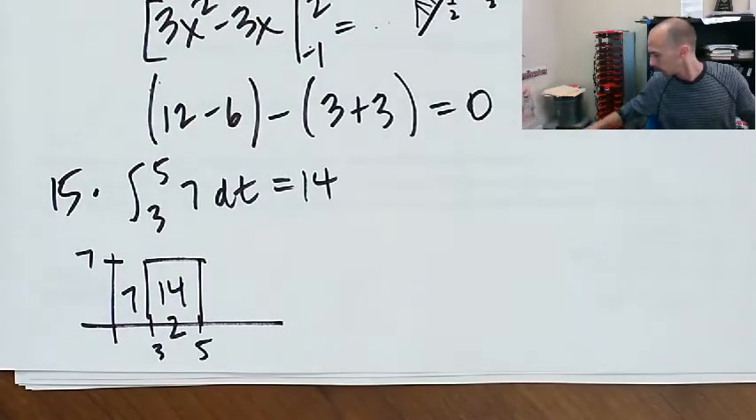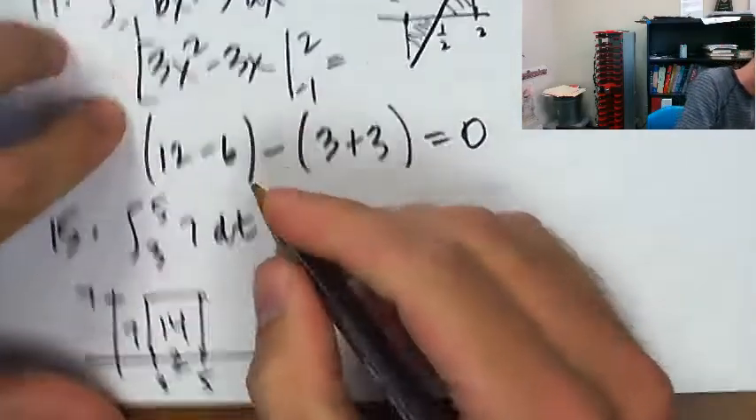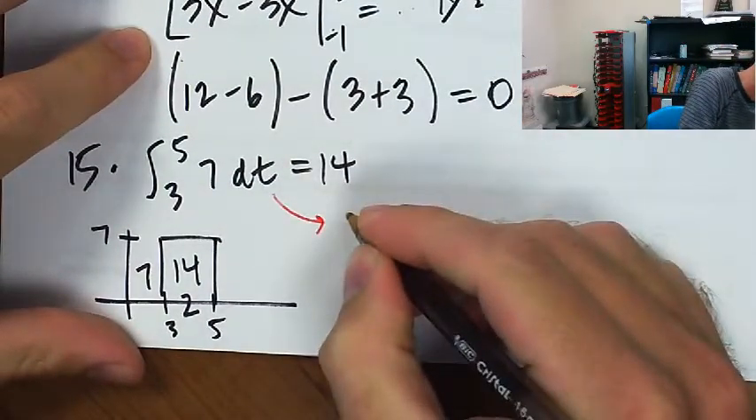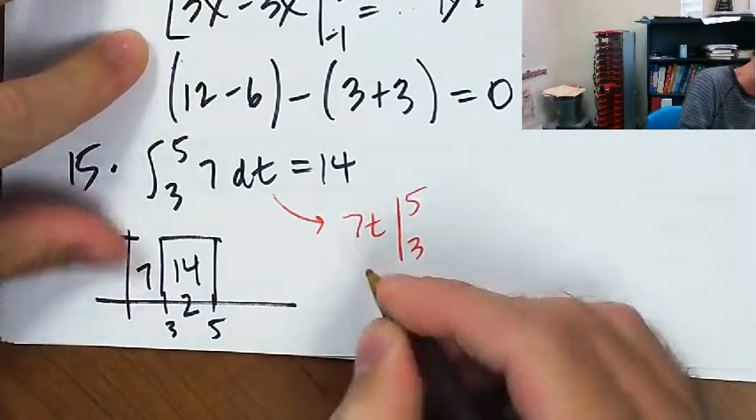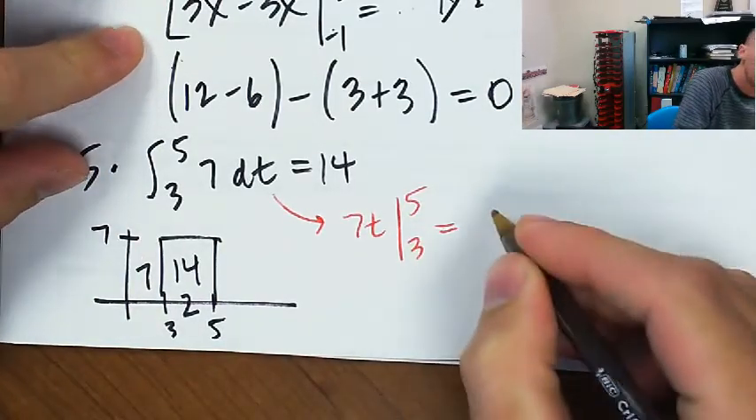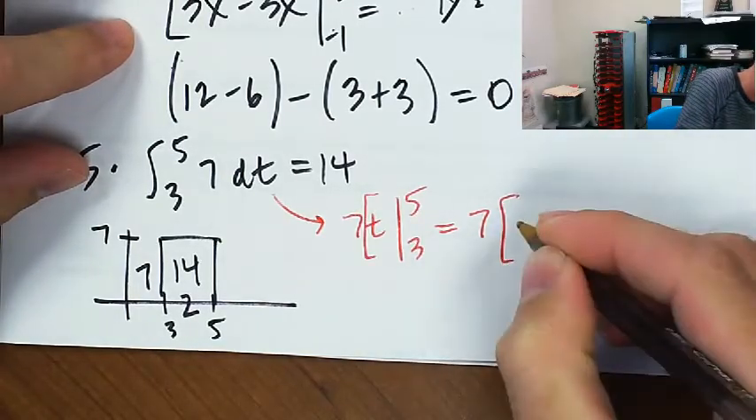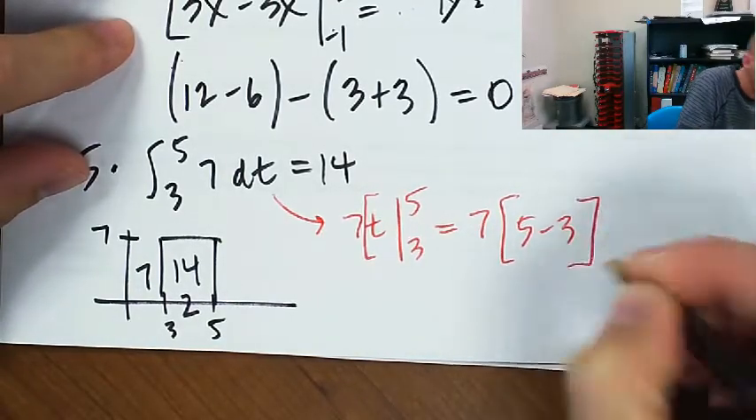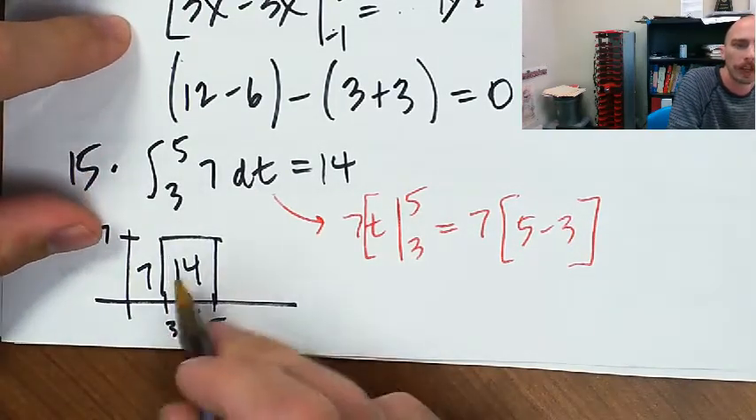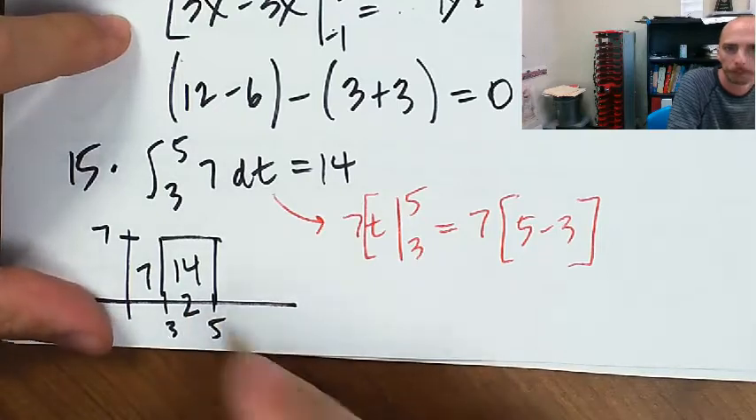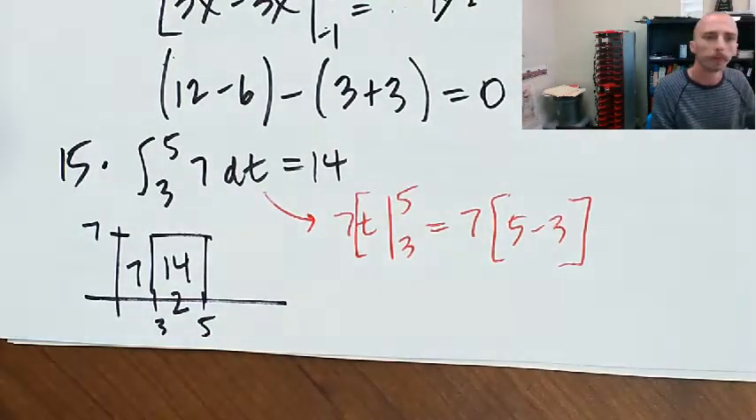So I'm going to get a different color and go over here and find an antiderivative for 7 with respect to t, and that's 7t, as t runs from 3 to 5. And that equals, okay, I might even factor out that 7 and say that's 5 minus 3. And so you can see why it does end up working like that rectangle, height of 7, width of 5 minus 3. Okay. So, how do you want it? It's going to be 14 either way.